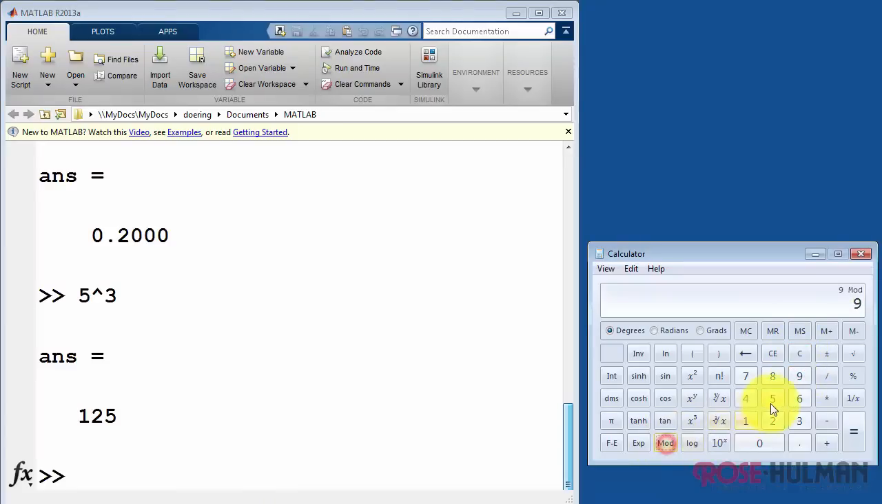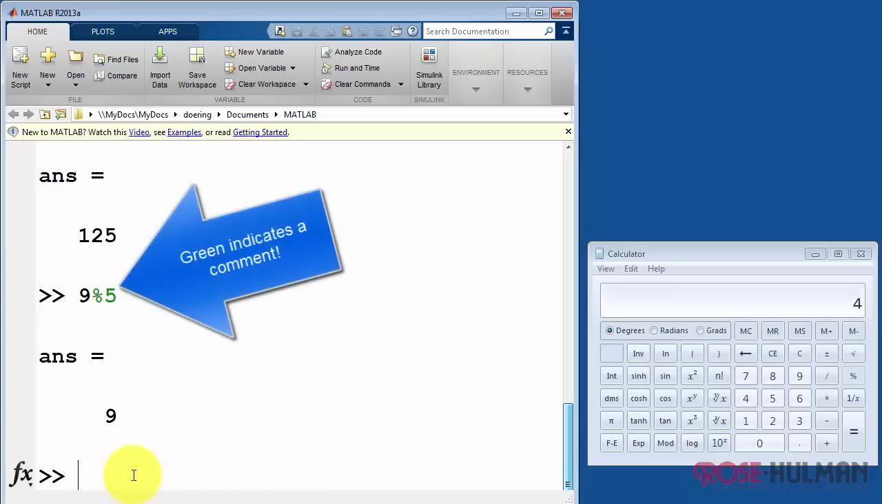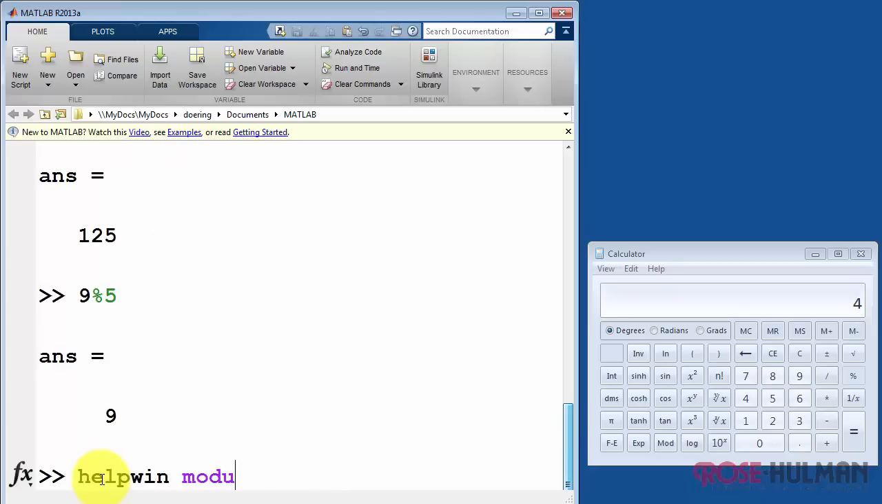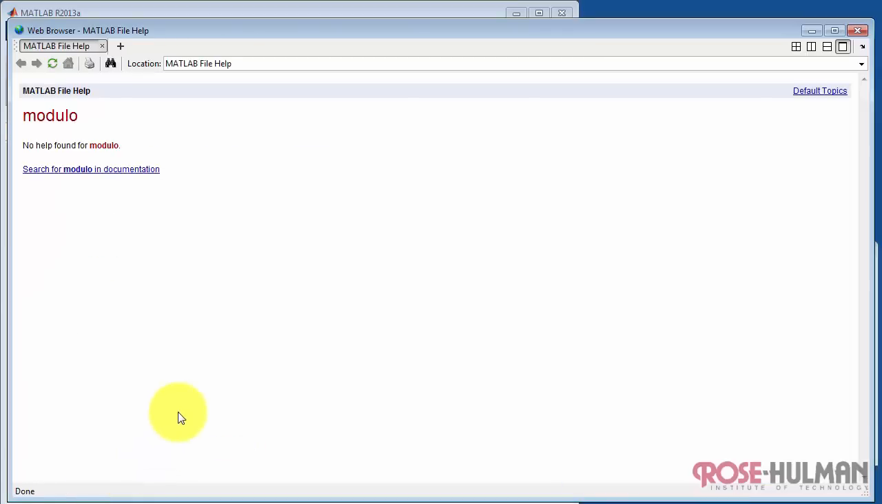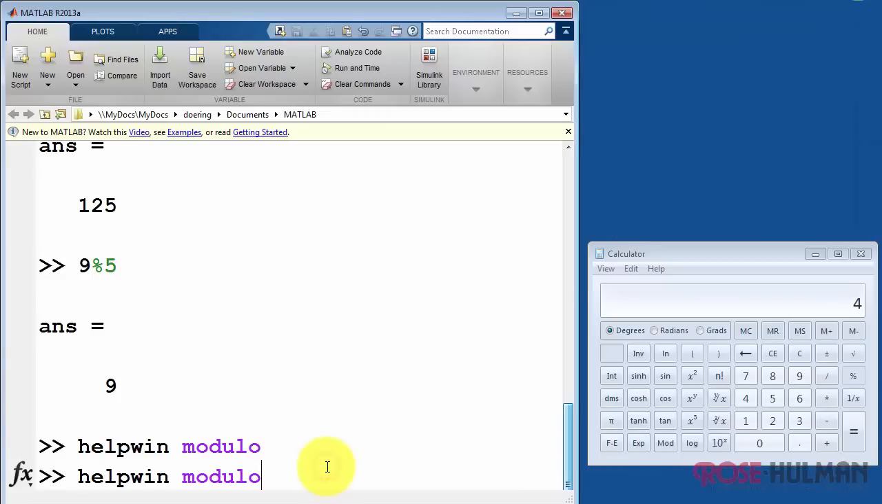The modulo division operator is typically a percent sign in a lot of computer languages. You'll see that in MATLAB, percent indicates a comment. Let me try doing a search with helpwin. Looks like modulo is not in there.